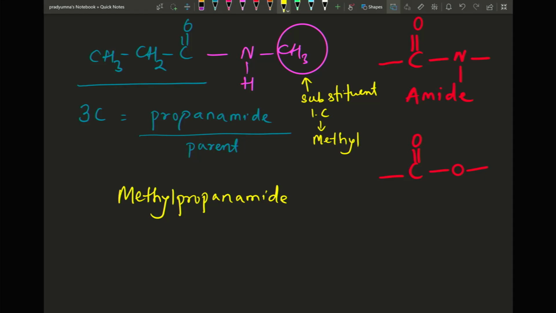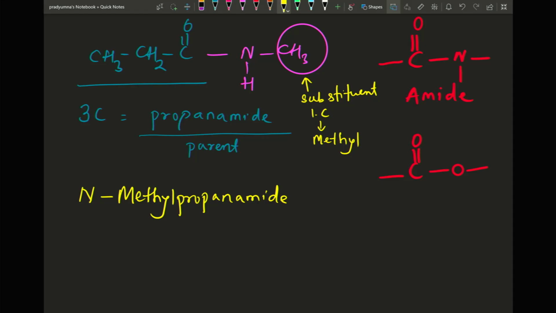Okay, so one thing is missing here. We have to assign where exactly the methyl group is attached. The methyl group is attached to the nitrogen. So it's going to be N-methyl propanamide. All right, so N-methyl propanamide.